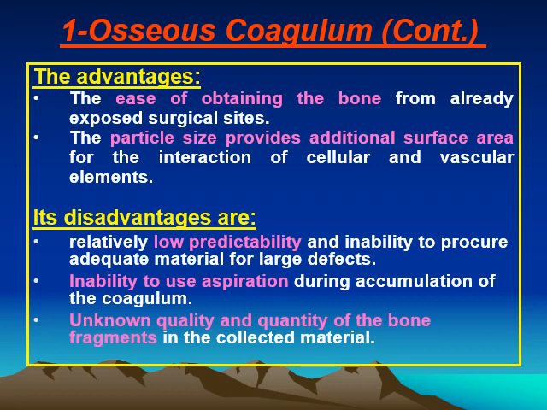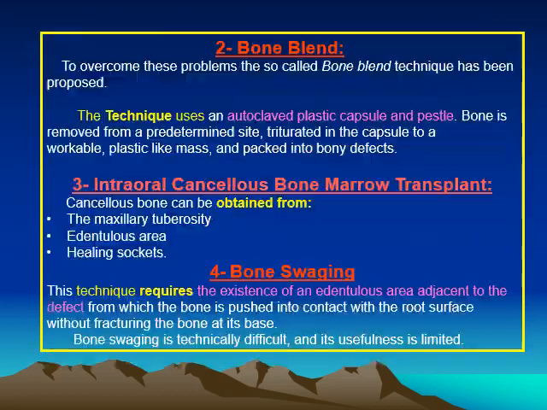The advantages of osseous coagulum are the ease of obtaining the bone from already exposed surgical sites, and the particle size provides additional surface area for the interaction of cellular and vascular elements. However, its disadvantages are the relatively low predictability and inability to procure an adequate material for large defects, the inability to use aspiration during accumulation of the coagulum, and unknown quality and quantity of the bone fragments in the collected material.